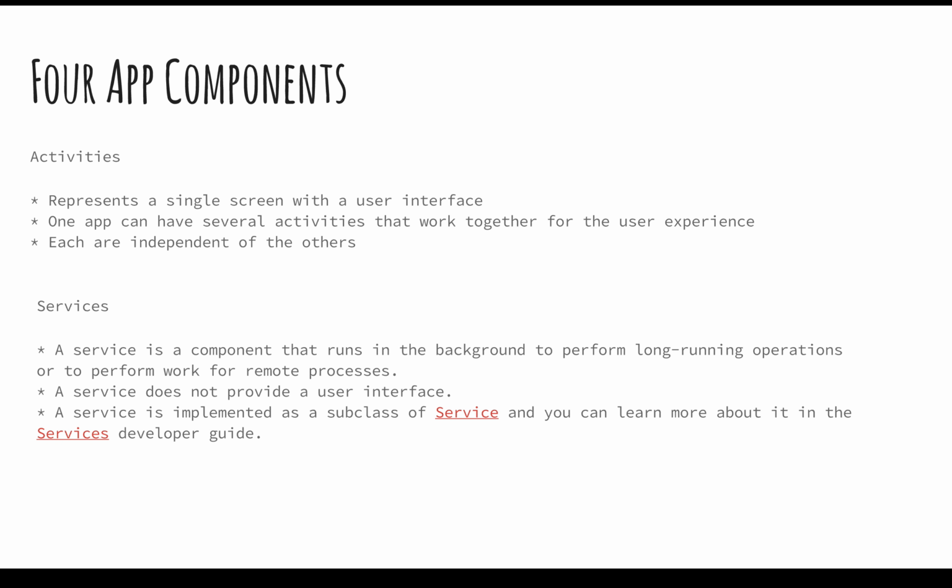So an example would be a note-taking app. The launch screen probably has a list of notes. So the first screen might have a list of notes, and then there might be an activity to add a new note, and an activity to modify an existing note. So those would be activities, and each of those specific features would take place on a single screen.